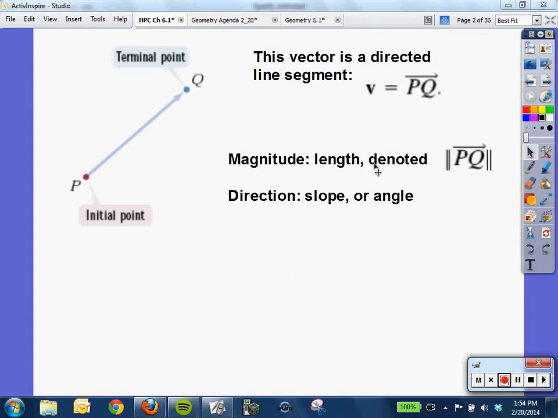Magnitude is the length of the vector. And we denote the magnitude with bars around the actual vector. So this doesn't mean absolute value, it means the magnitude. And the direction of a vector is the slope or the angle of the vector.